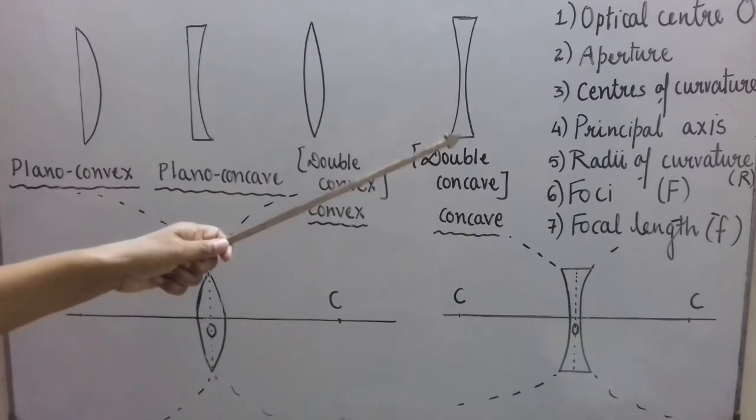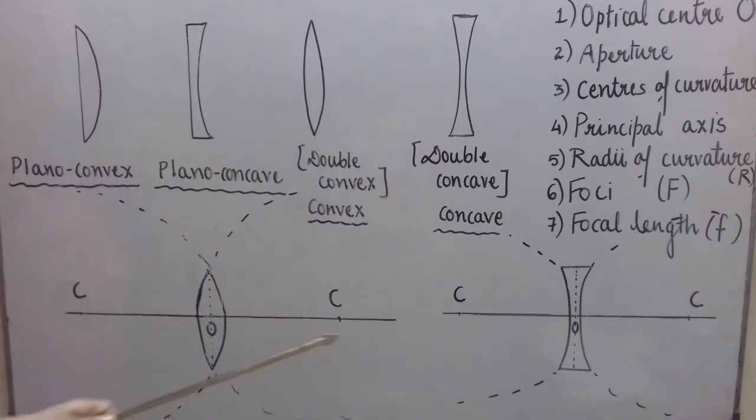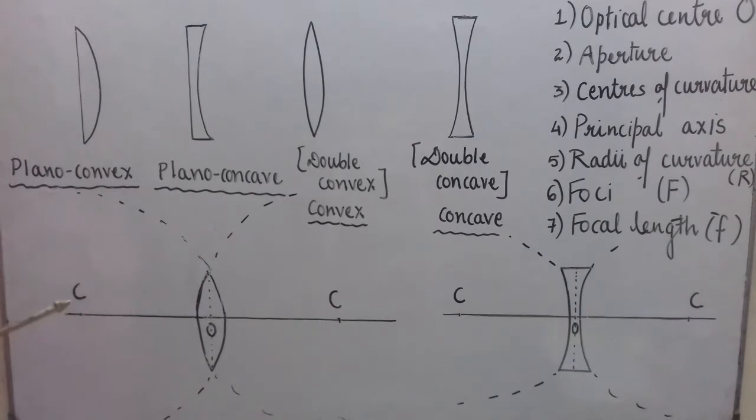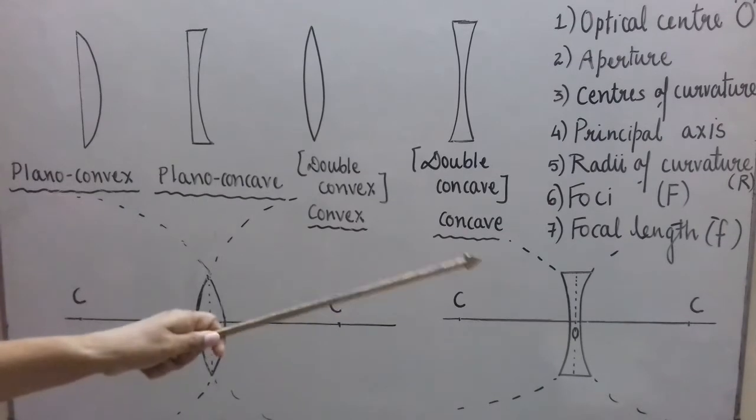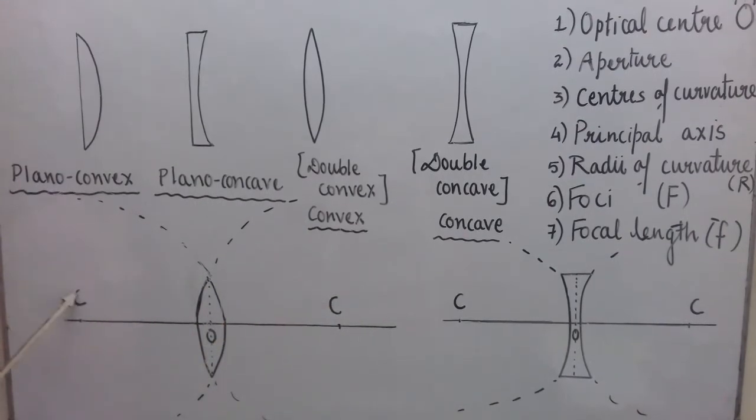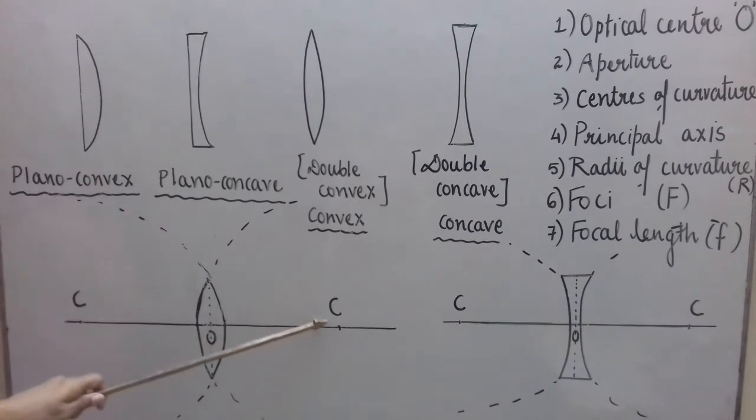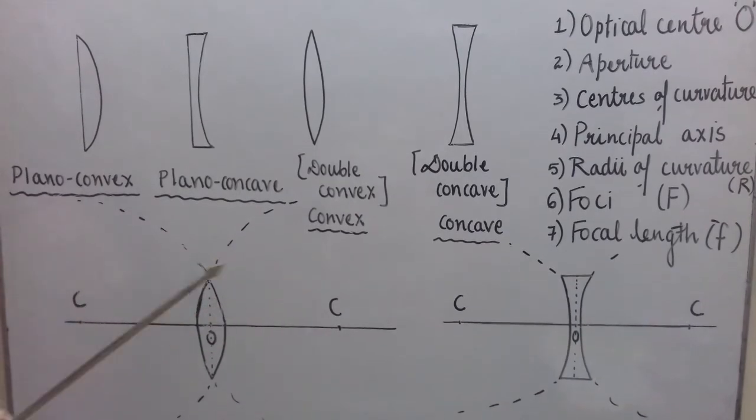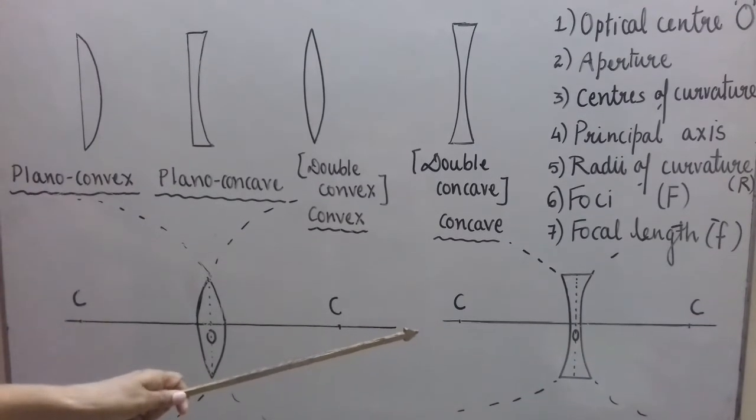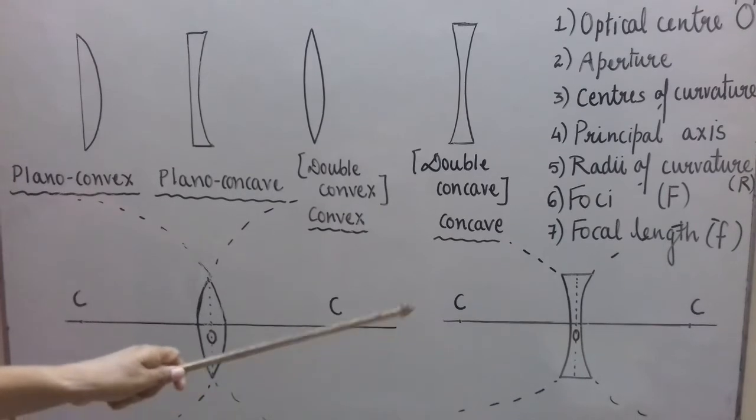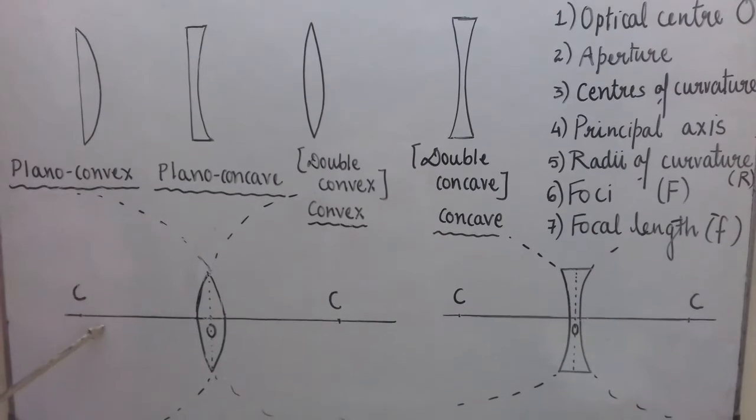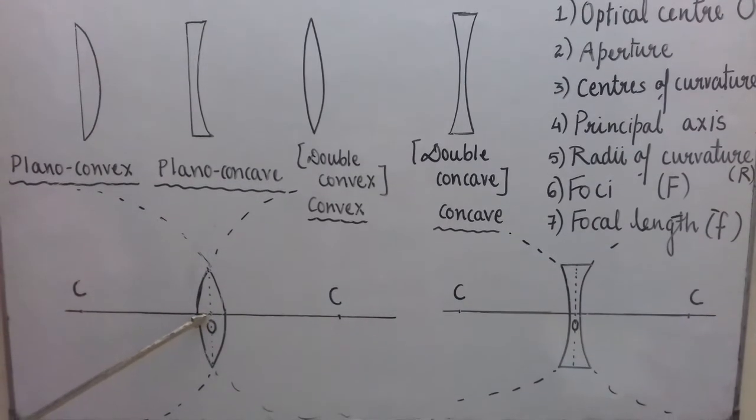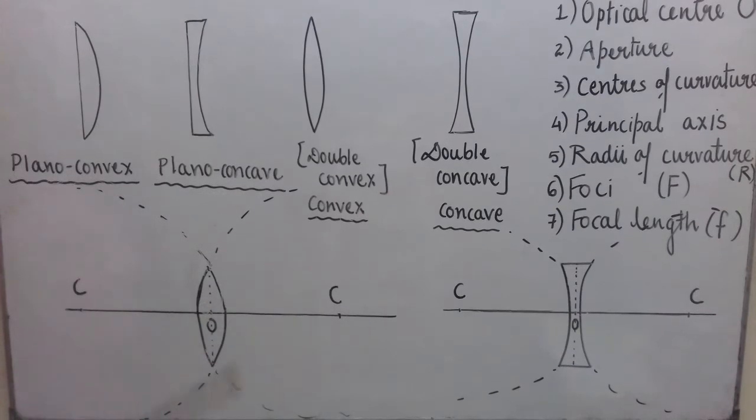Next is principal axis. Now we can easily see that this line which is passing through the two centers of curvature, I can write C1, C2, that side also, but intentionally I have not written it here now. So the line passing through the two centers of curvature of a lens is called its principal axis. You can see there also this is valid. And we should remember that this principal axis also passes through the optical center of the lens.